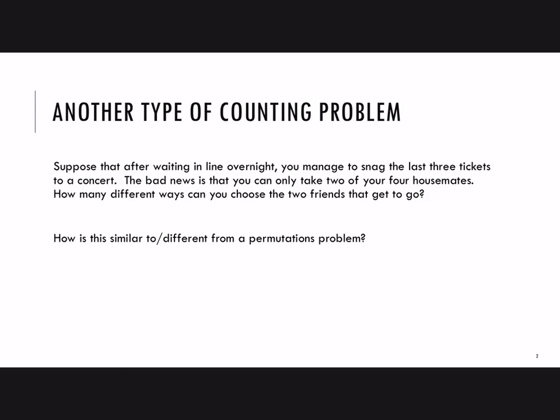Suppose that after waiting in line overnight you managed to snag the last 3 tickets to a concert. The bad news is that you can only take 2 of your 4 housemates. How many different ways can you choose the 2 friends that get to go?